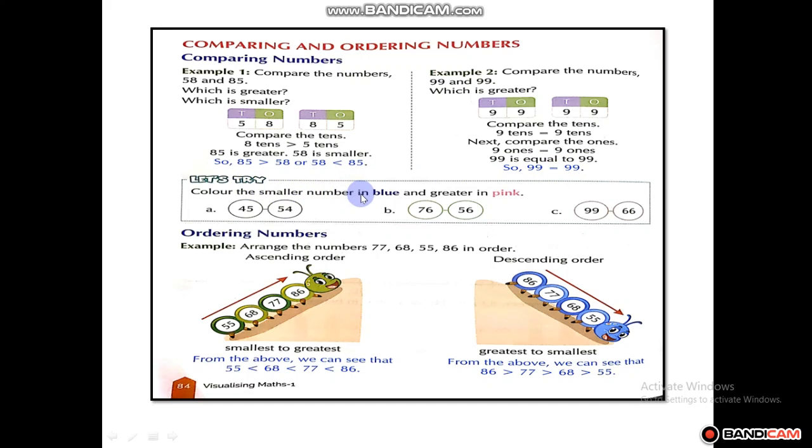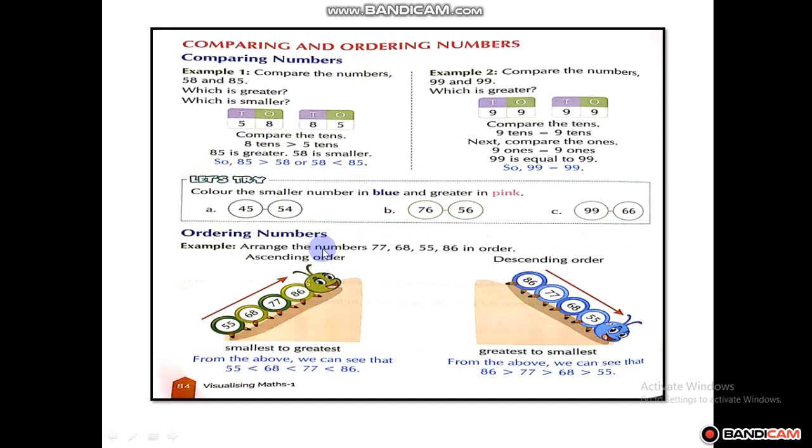Color the smaller number in blue and greater number in pink. So which is smaller out of 45 and 54? So 45 is smaller. So smaller number you will color it with blue, and 54 is greater than 45. So you will color it in pink. Same way here also. Now ordering numbers.